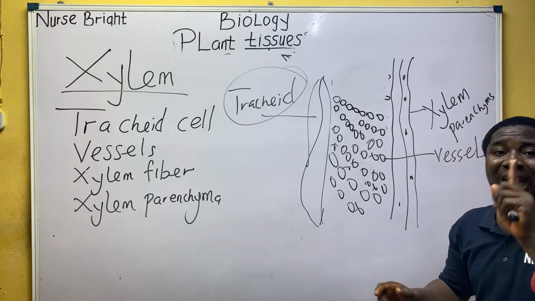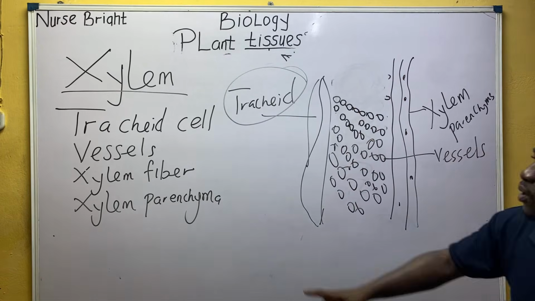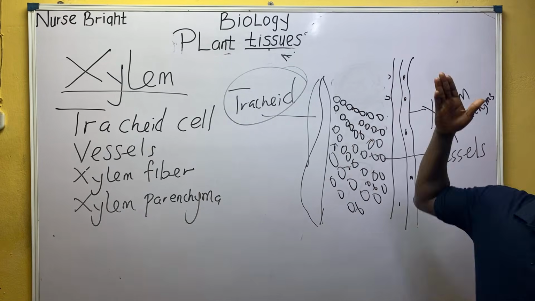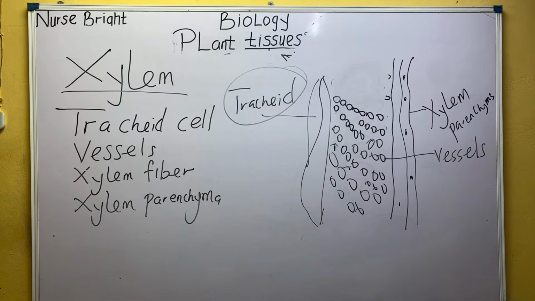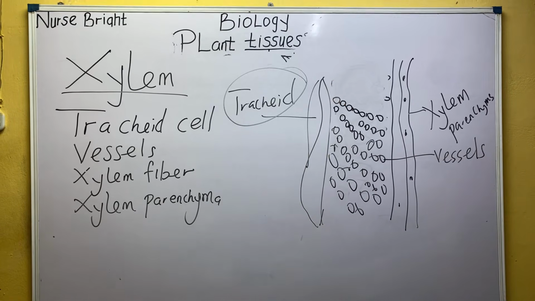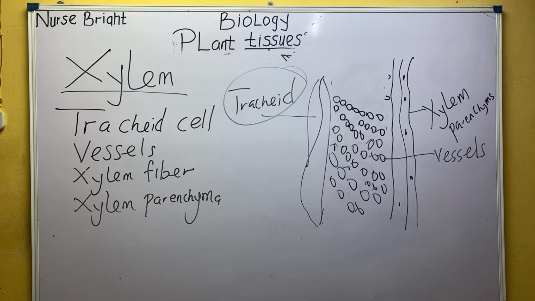This is the function. Which one helps for strength? Fiber. Which one helps in water flow? The vessels in the xylem tissue. Which one helps in storage of the water? The xylem parenchyma. And which one does the water at the end pass through? It is the tracheids, to go to where it is needed.